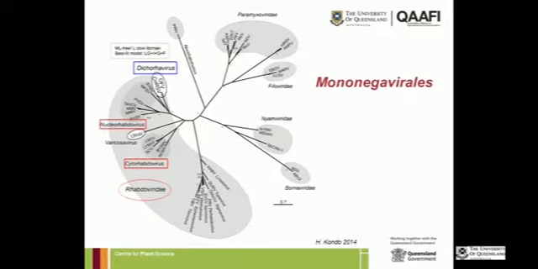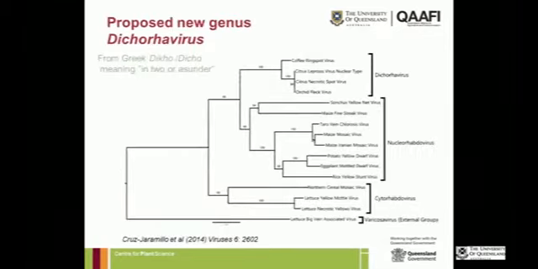So a slight change coming back to these mononegaviruses. Here's our rhabdoviruses, cytorhabdovirus, nuclear rhabdovirus, and up here there's two other viruses, Orchid fleck virus and coffee ringspot virus. And these viruses have been proposed as a new genus called Dichorhaviruses. They're sitting just off the nuclear Rhabdoviruses here. And this new genus name, Dicho, means split into two or split asunder.